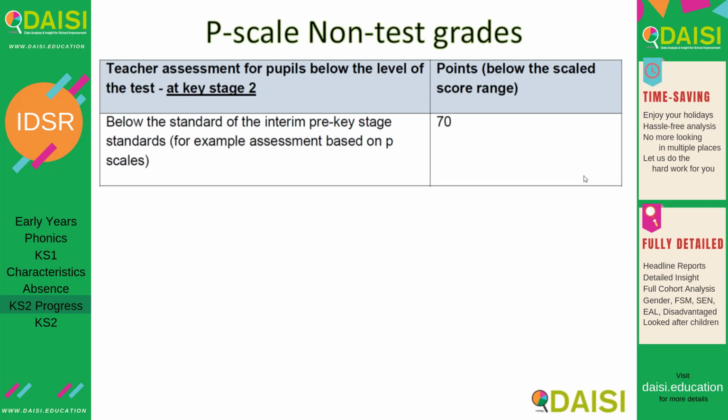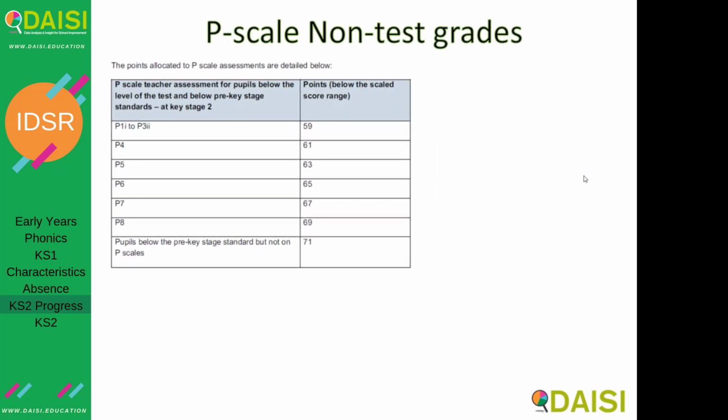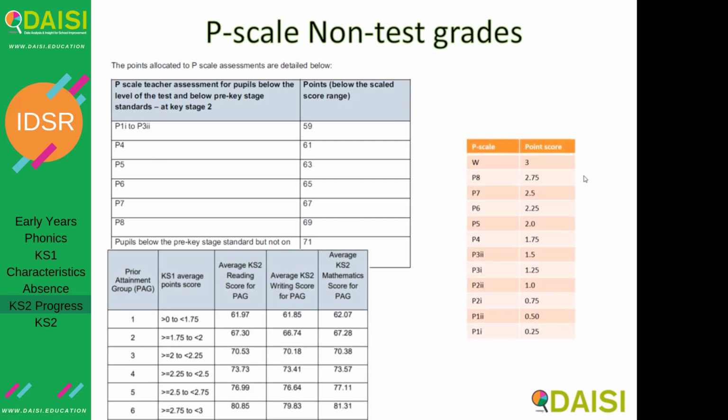So in 2017, the government decided to extend this range so that it is reflective of the P scales, all the way down to 59 points. Now, this might seem even more complicated, but it's actually fairer to your P scale pupils. Let me explain. Let's say you have a pupil who was at Key Stage 1 a P4. Let's say he was P4 in reading, writing, maths, or English and maths.